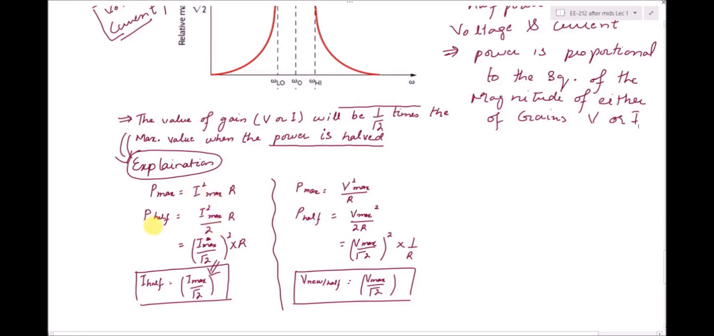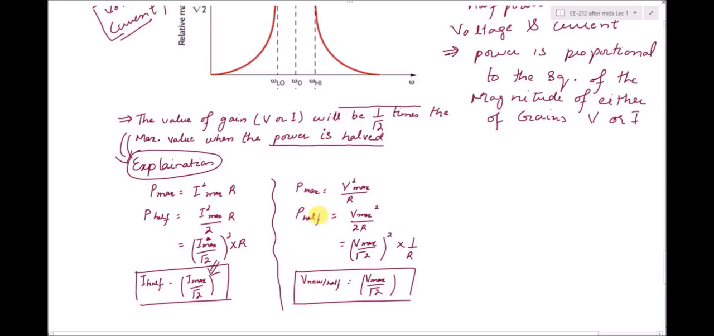So if I have to reduce the power to half of the previous value, we have to divide that power by 2. So if I am dividing by 2 and I have to calculate the new I for the half power, that will be I max over under root 2. So what I have done, I have taken this 2 inside the square, so that is under root 2. So the new current value will be I max over under root 2.